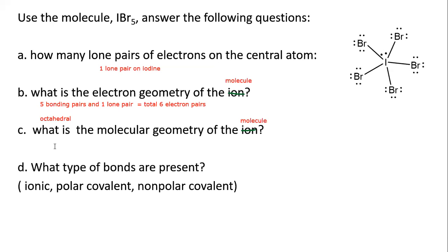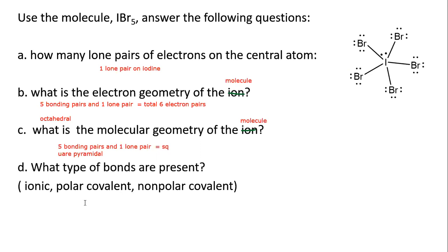Now for the molecular geometry, again, we have 5 bonding pairs and one lone pair. So this would be a subset of octahedral. And so this would be square pyramidal geometry.